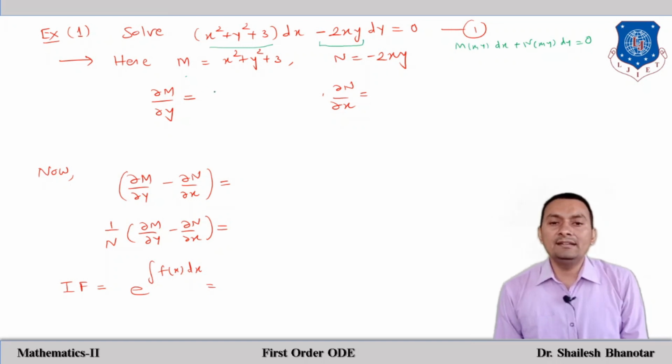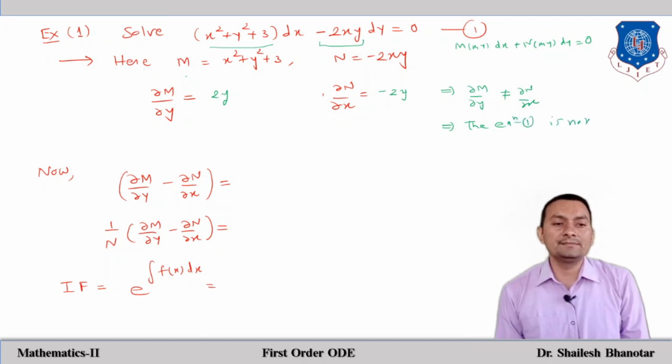So let us find del M by del y. It will be 2y, because we are finding the partial derivative with respect to y, so the other variable is constant. What about del N by del x? That is minus 2y. Both are different, as you can observe: del M by del y is different from del N by del x. What does it mean? The equation number 1 is non-exact. Now the question is, then what?